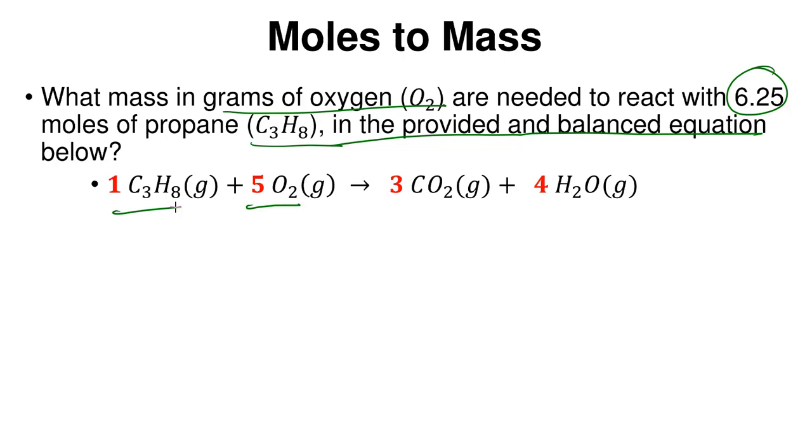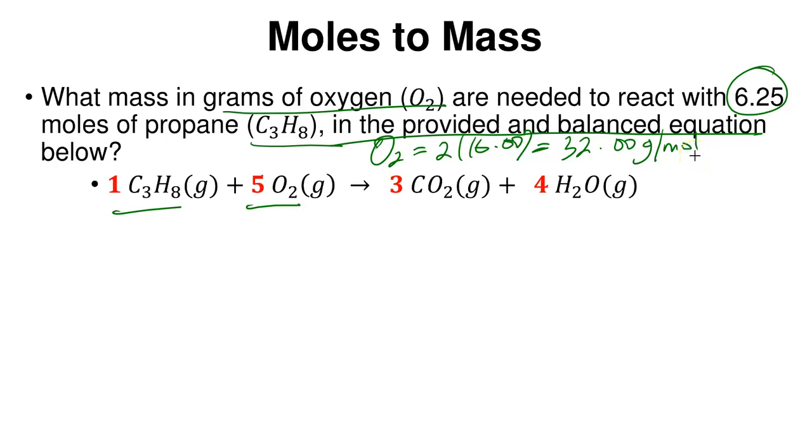Since these are the two things that we are concerned with, let's try to write out a few conversion factors. Now, first of all, there is mole to mole, and there is also mass. Let's calculate the molar mass of oxygen. Oxygen simply means 2 times 16.00. That's going to give us 32.00 grams per mole.